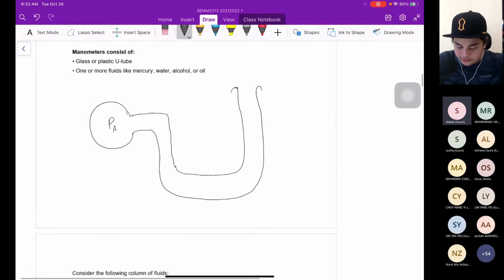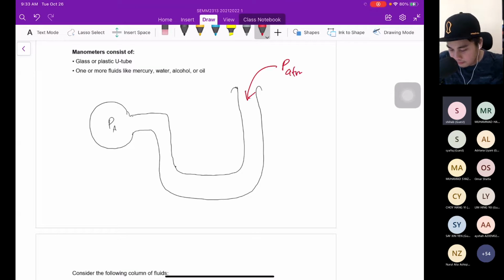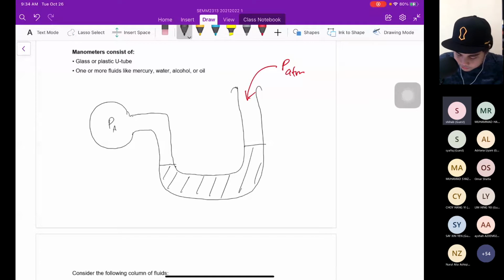Alright. That means this manometer is exposed to the P ATM. And then you can fill this manometer with first mercury. Maybe this is mercury. And then you can fill with oil. Maybe this is oil. Maybe you can fill with water. Of course, water at the bottom, maybe other than oil. Maybe you can fill with something else here. Okay, liquid X.